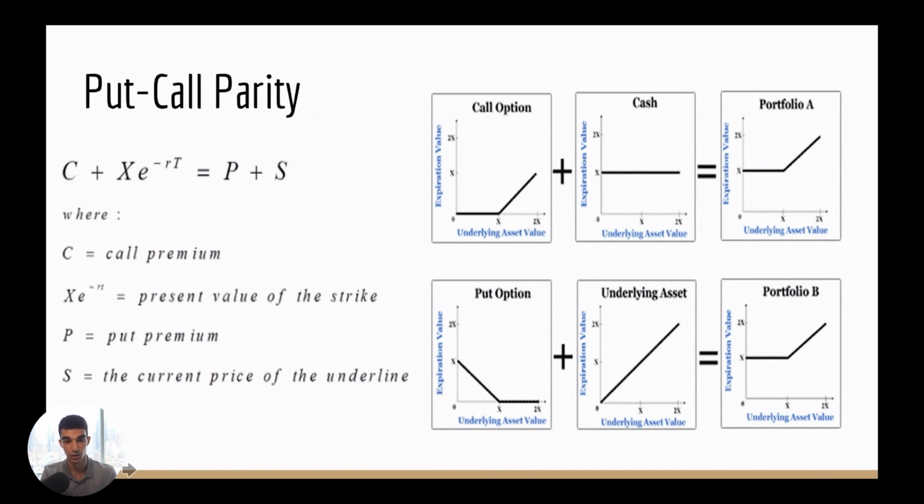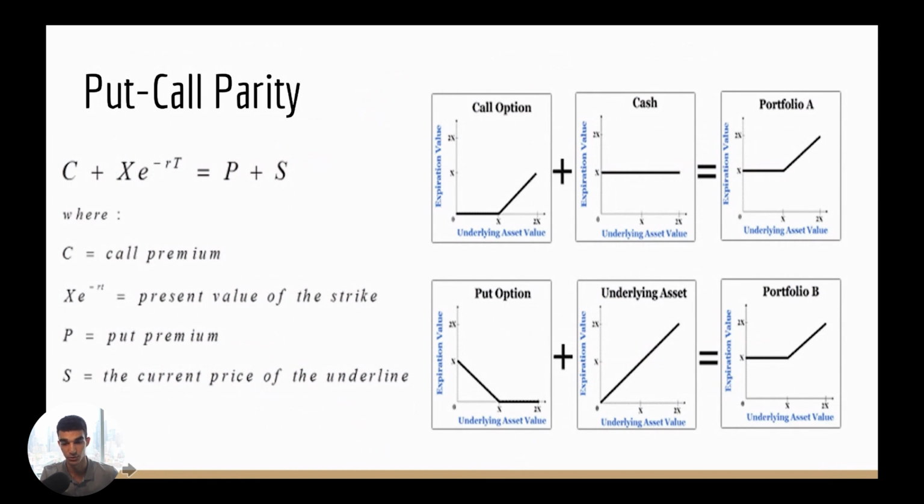Now, if we look at the second part of the equation, P plus S. P is the put premium, and S is the current price of the underlying, so the price of Bitcoin or Ethereum, for example. Here, this part of the equation, we're just saying that we're buying a put and we have a long position in the underlying, which is shown in portfolio B. So we are buying a put with this payoff, and then we are long the underlying with this payoff.